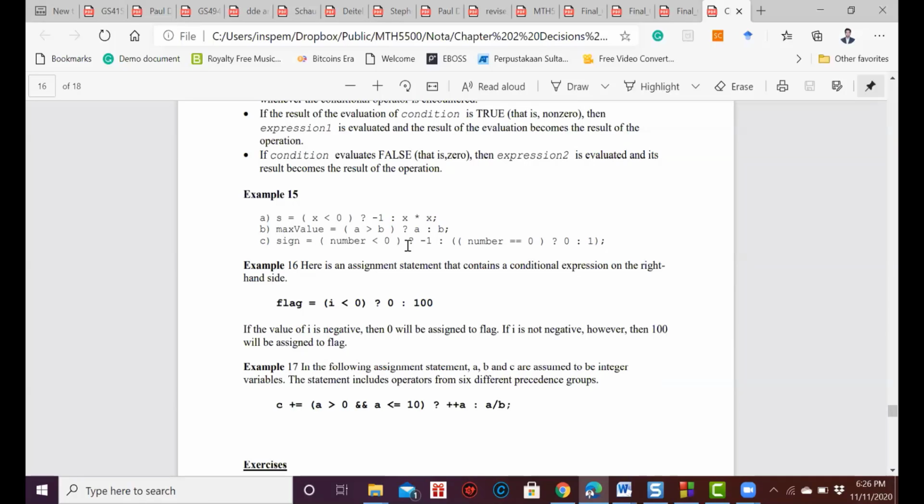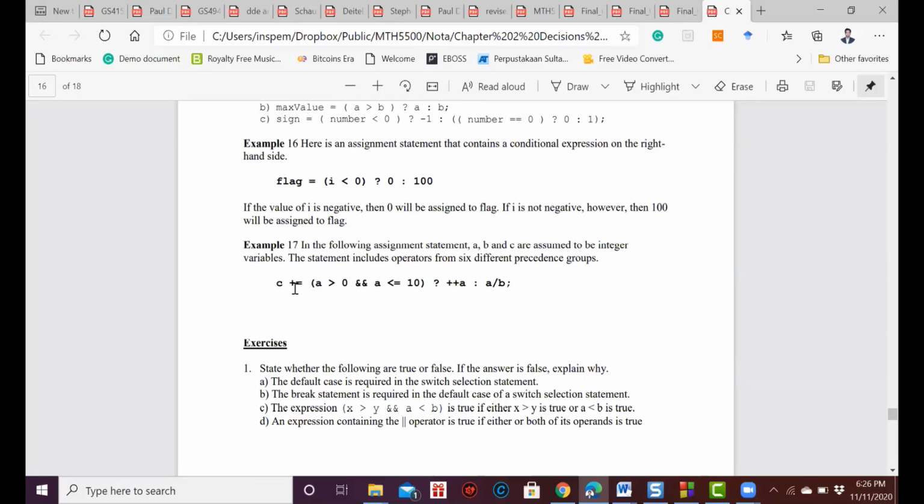Okay, now this one is a different form of the conditional operator. Now, next, this one is another example. I less than 0? Yes, flag will be assigned 0. If wrong, then flag equals 100.